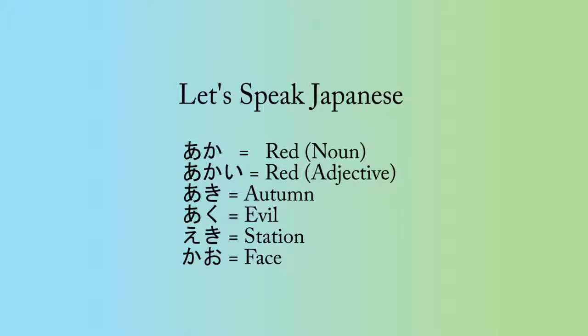Okay, so to review the words that we went over in this video, they are aka or akai for red, aki for autumn, aku for evil, eki for station, and kao for face. So once again, aka, akai, aki, aku, eki, and kao.